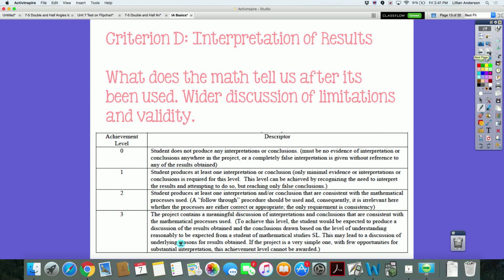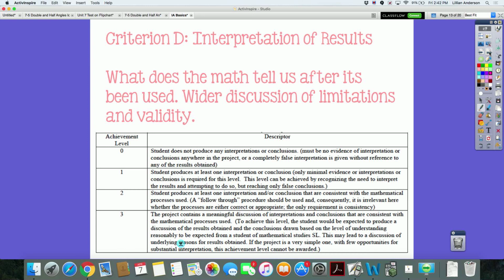D, interpretation of the results. You can't just do a whole bunch of math and have nothing to say about it. You have to comment on your results. What does the math tell us about whatever? That's a wider discussion of the limitations and the validity of it. It is at 3 points.